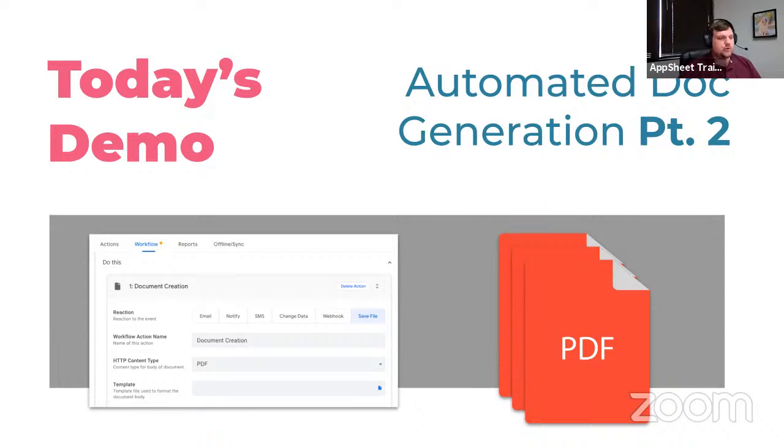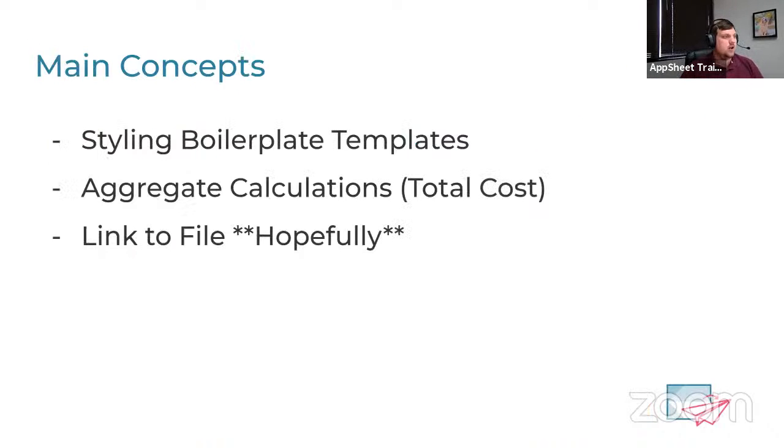I'm going to breeze through this really quickly so that we have enough time to get through everything that Stefan has for us today. The main concepts are going to be styling boilerplate templates, aggregate calculations like total cost, and then link to file. The reason this says hopefully on this slide is because this expression can be finicky, but it is a good one to learn, very advanced. So without further ado, Stefan, if you want to take over and show the people some good info, that'd be great.